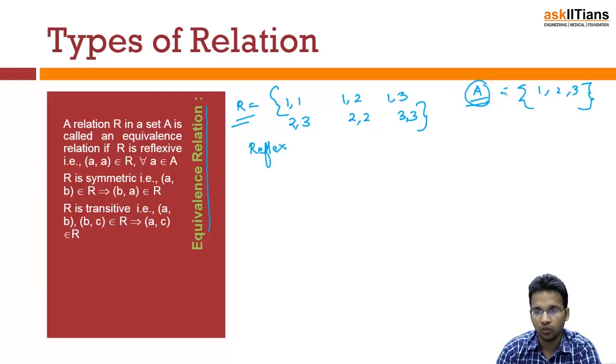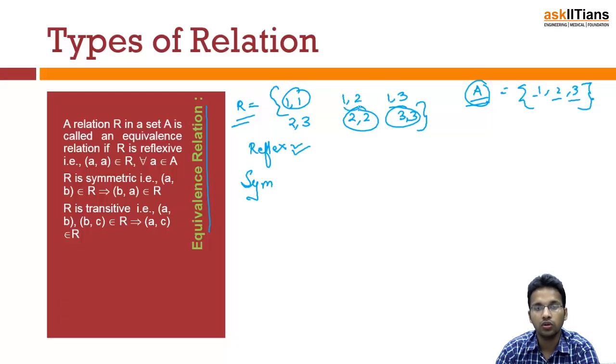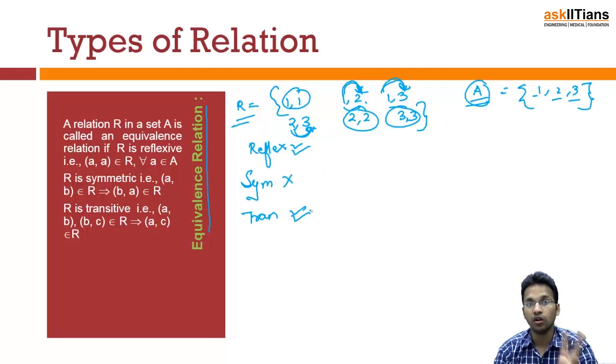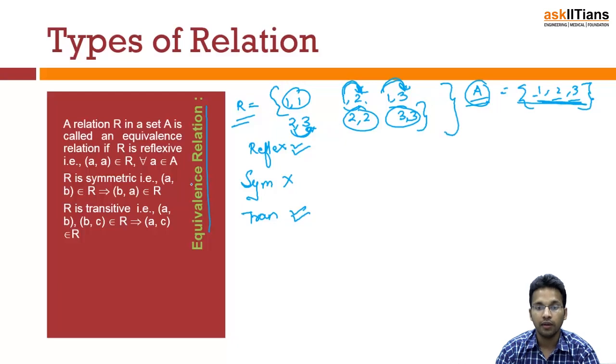a reflexive relation. Why? Because 1 is related to 1, 2 is related to 2, 3 is related to 3. No problem with that. For symmetric, if I check, 1 is related to 2, 2 is not related to 1. So even if one of the elements is not present, it's sufficient to say that the relation is not symmetric. For transitive, I see that 1 is related to 2, 2 is related to 3, and 1 is related to 3. Or you can see 1 is related to 2, 1 is related to 3, 2 is related to 3. Like this you can see the transitive check goes, because it's not violating. Again, it does not matter whether it follows for all or not, it's not violating. But this relation is not an equivalence. Why? Because it's not symmetric.